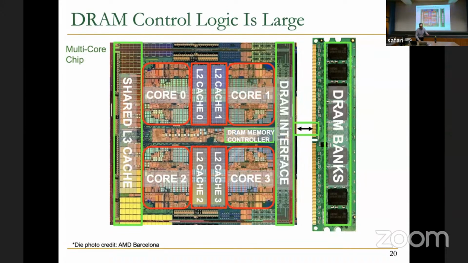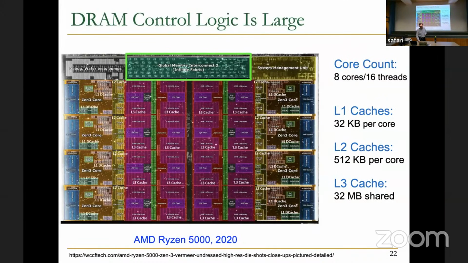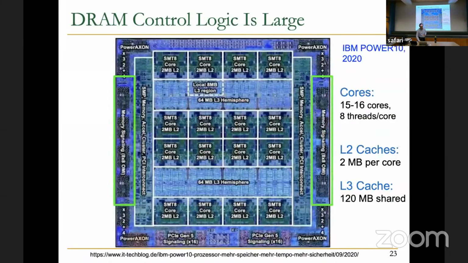Okay, so here you can see the DRAM controller is on this processor chip, but it's also large. It's pretty large actually for one DRAM. You can see this is Apple's M1. This is quite large. There's a lot of analog and mixed-signal logic over here to communicate at low power and high bandwidth using LPDDR. Another example here in AMD. Another example here for IBM. So basically, you can see that this actually occupies a lot of space as well. And there are a lot of pins over here for memory signaling.